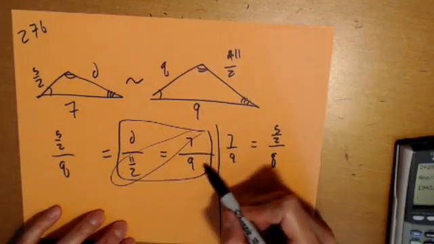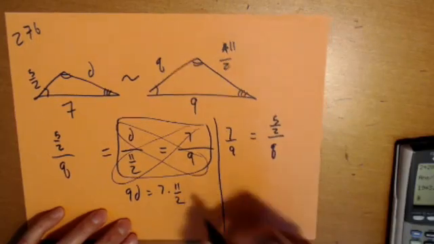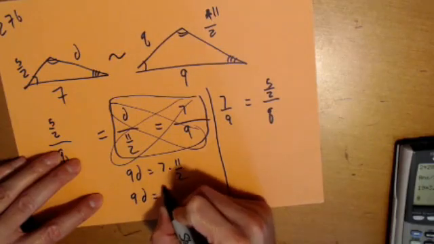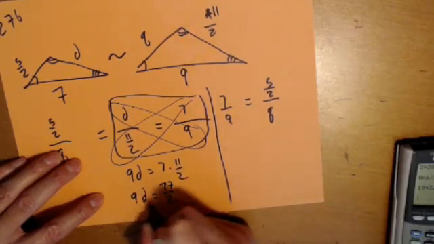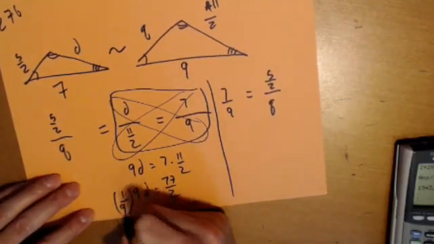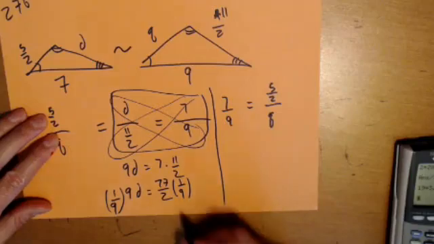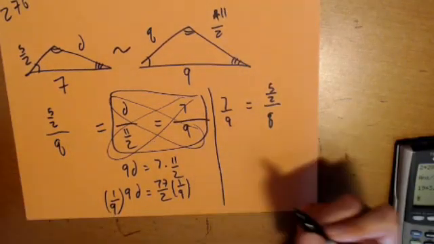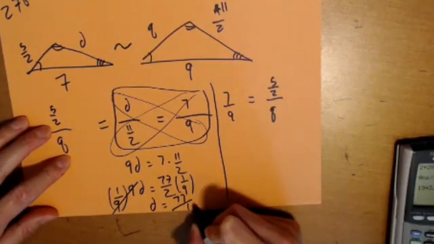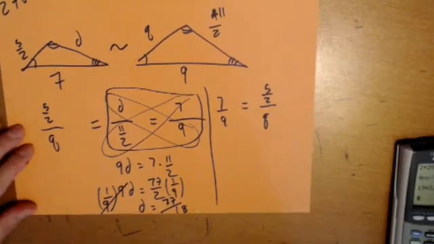Okay, so cross multiply. 9D equals 7 times 11 halves. So that's going to be 9D equals 77 over 2. Divide by 9. Tell me if this makes sense. Instead of divide by 9, what if I multiply by 1/9? You see how that's technically dividing by 9? I'm basically putting a 9 on bottom, putting a 9 on bottom. Cancel. D is equal to 77 all over 18. And 77 and 18 don't reduce, so we're done.